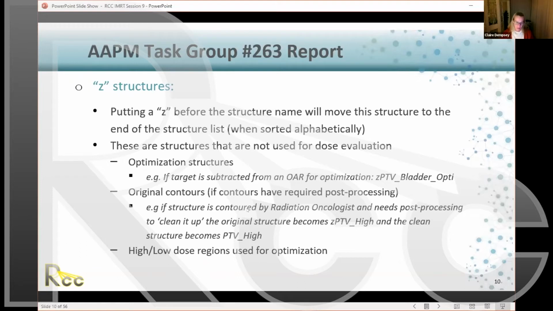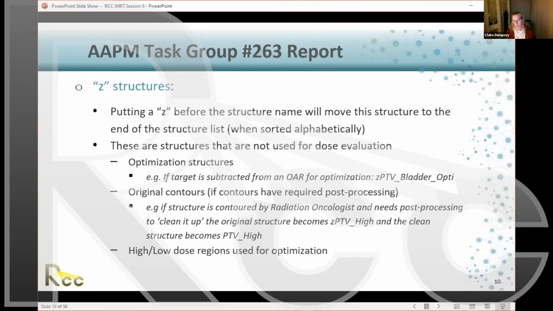The other thing that the Z structures are useful for is for original contours. So for example, if your radiation oncologist draws a PTV and you look at it and you go, well, they've drawn it outside the patient. It's going out into air. So we need to clean that up. You should always keep the original contour just to make sure that the intention of the radiation oncologist is clear. So in that case, you would clean up the radiation oncologist structure and save that as the PTV.